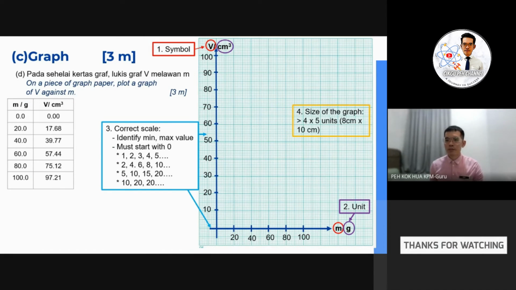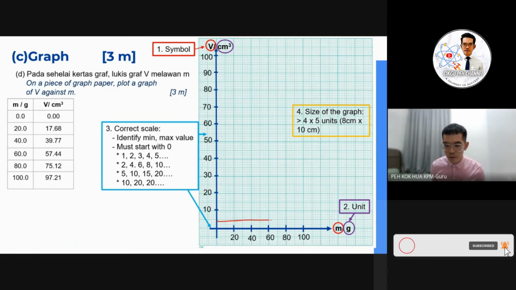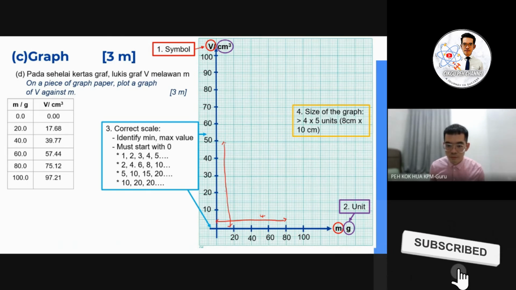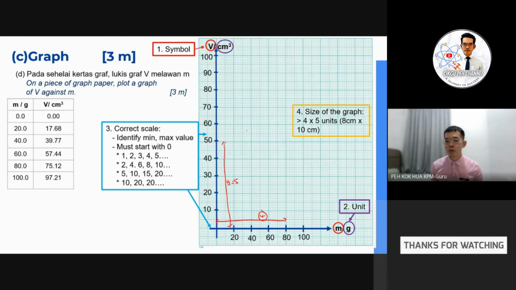Next, make sure the size of your graph is at least 4 times 5 units, that is 8 cm times 10 cm. That means your graph must be at least half of the graph paper. So 4 units will be here, and then the 5 units you need to draw at least to here. So the size of your graph must be at least 4 by 5 units. If it is too small, marks will be deducted.